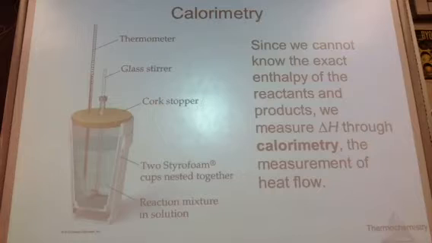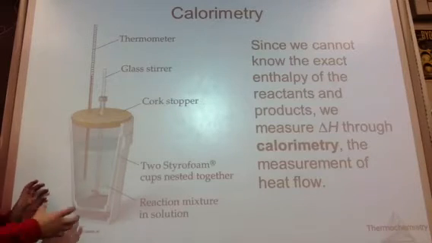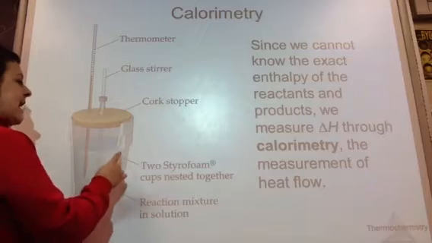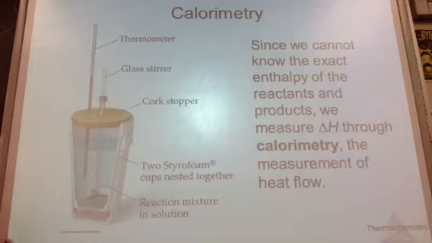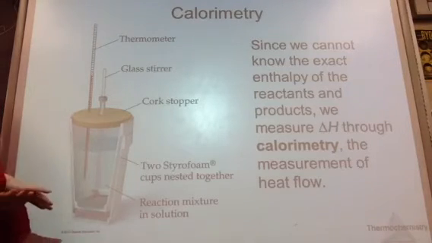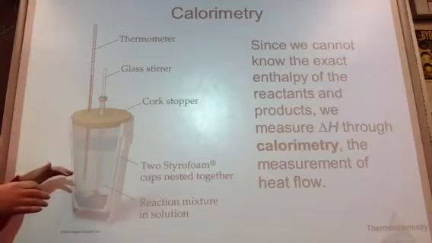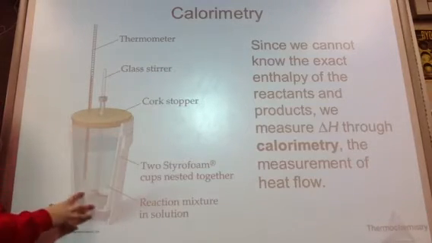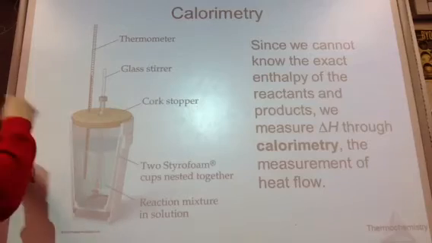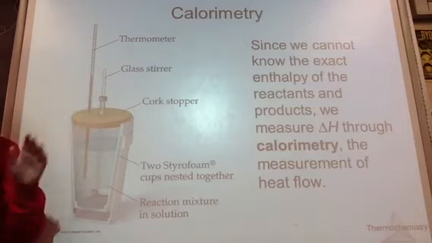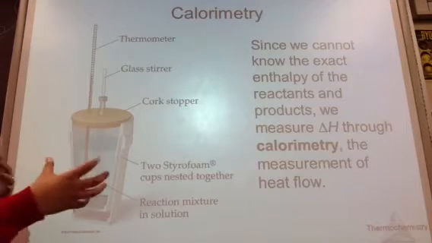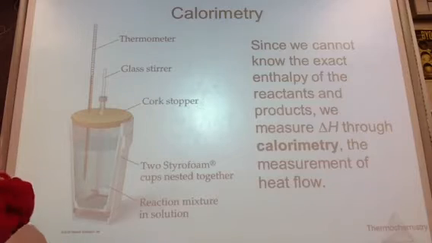Pretty much how this works, we are going to add two aqueous solutions, so let's say those would be my two reactants, to this little coffee cup calorimeter. So I have two little styrofoam cups here that are nested inside one another, and I've got a cork stopper to block anything else from coming in. So I'm really just trying to contain the surroundings that are in here. I don't want anything else coming in from the outside. I have a glass stirrer in here and a thermometer. That thermometer can measure that change in temperature for us.